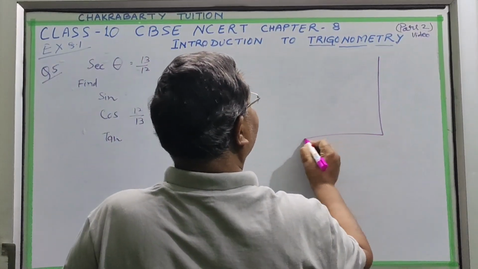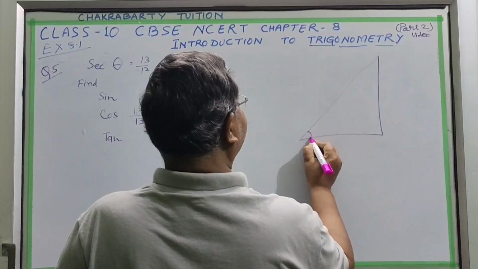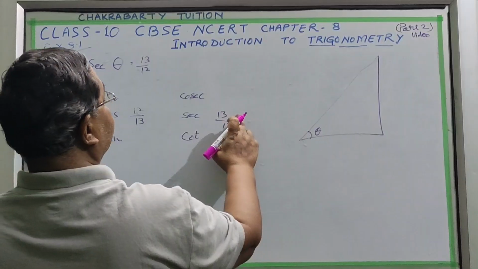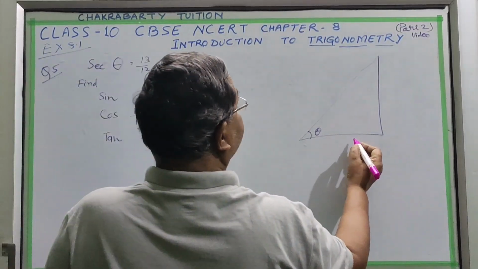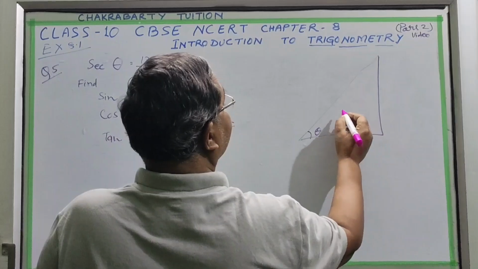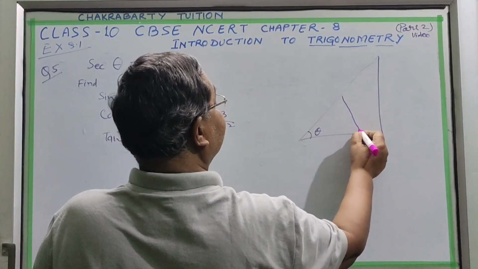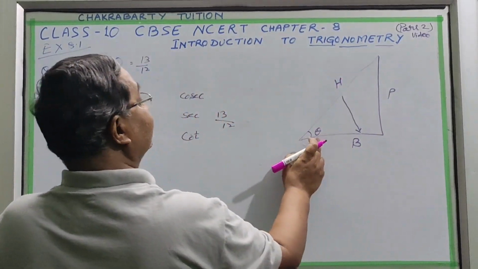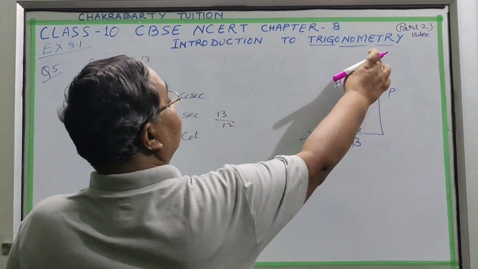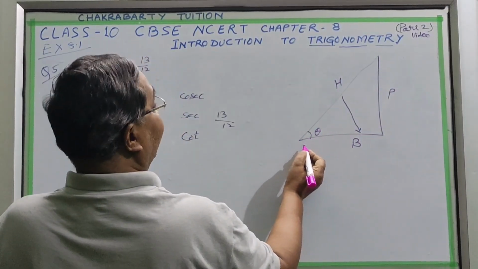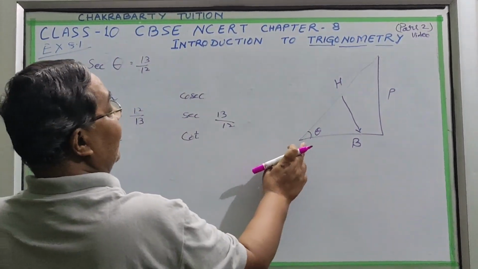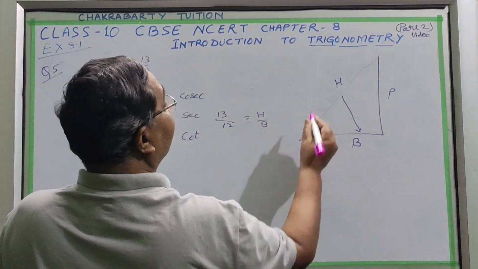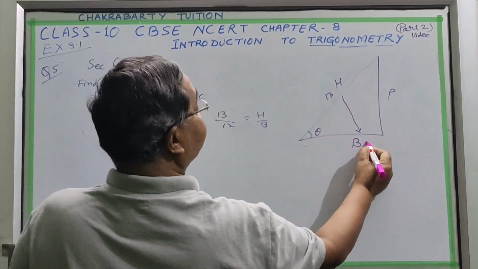So we will take a triangle, and theta is here. They are telling us 13 by 12. This is your perpendicular, this is base, and this is your hypotenuse, and this is your theta. As theta is used, we are not using ABC. From here they want us to find sec. Sec means H upon B, so H is 13 and B is 12.